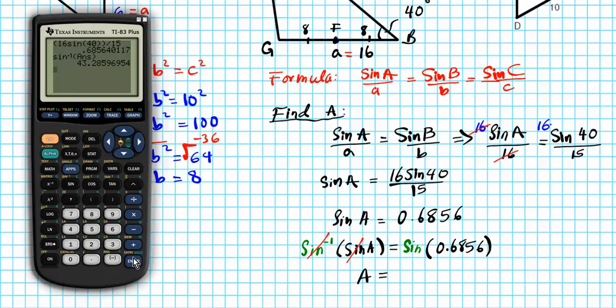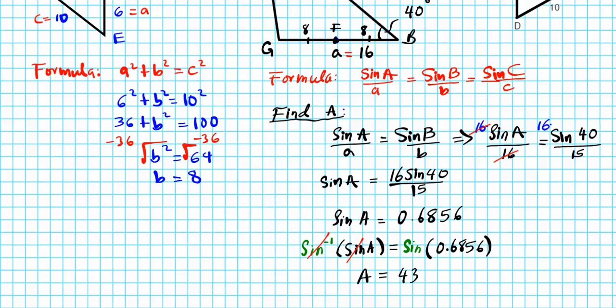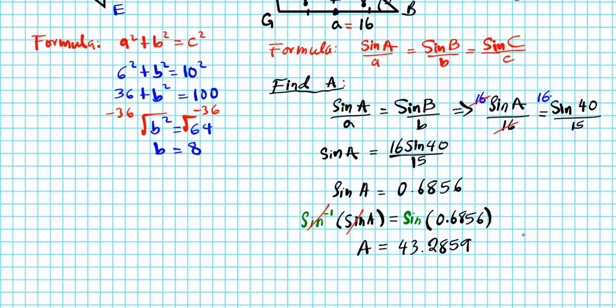So we have 43.2859. The problem wants us to find the measure of angle A to the nearest tenth, which is one decimal place. So the measure of angle A is 43.3 degrees. We're going to round up to the nearest tenth. All right, that's just one part of this law of sines problem.